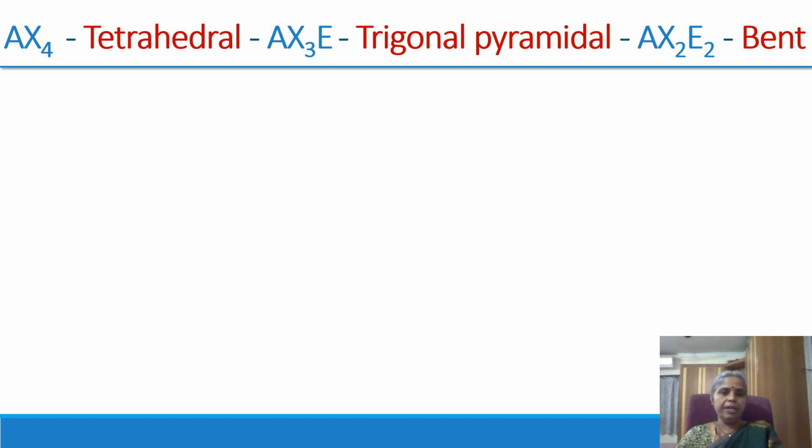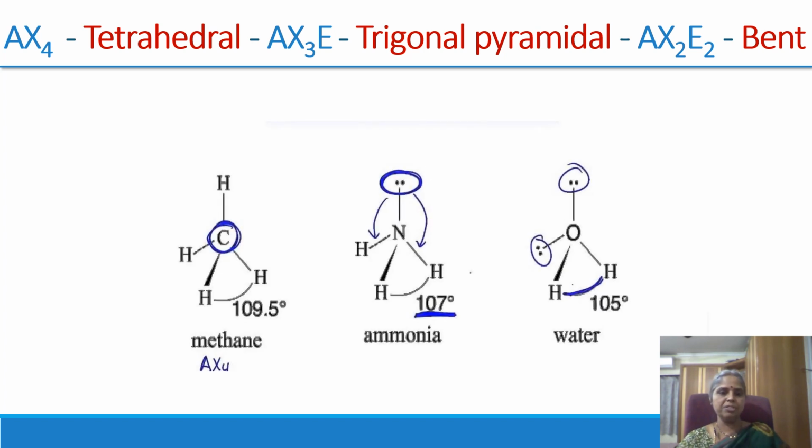Tetrahedral AX4, one central atom, 4 other atoms. AX3E, that is one central atom, 3 other atoms and one lone pair. AX2E2, that is 2 lone pairs and 2 atoms. Let us see all those examples here, all the 3 examples. You can see the examples are methane, ammonia, water. We have already discussed these 3 examples.